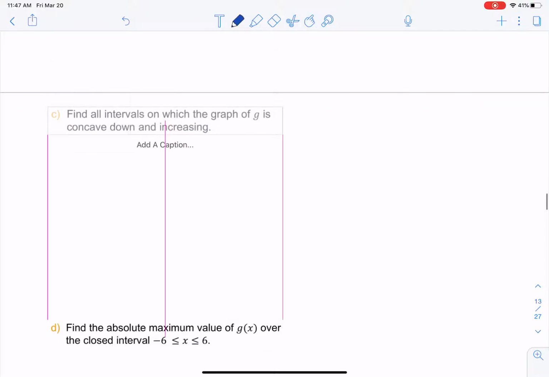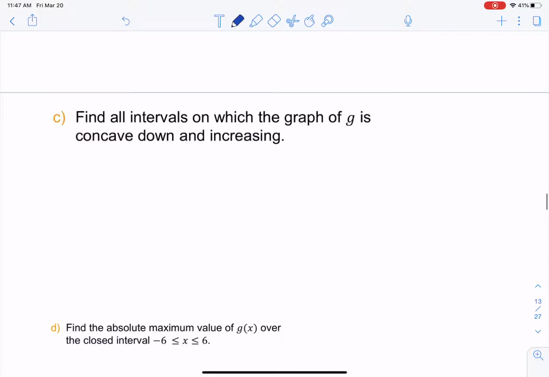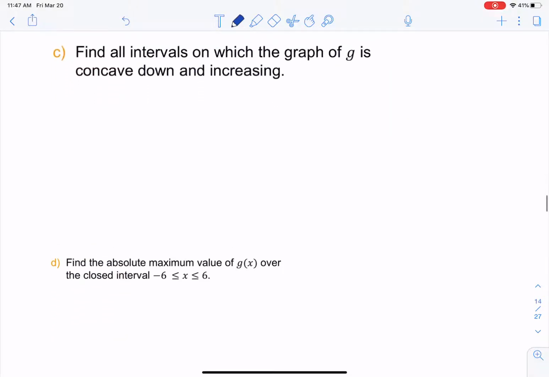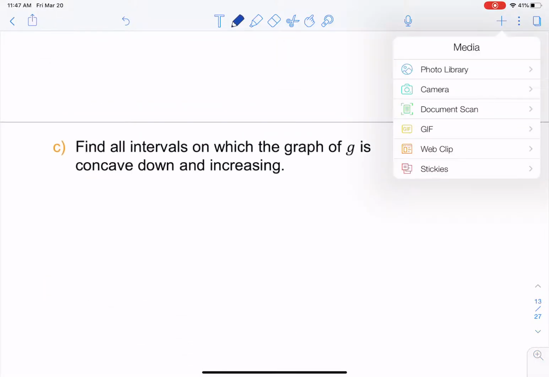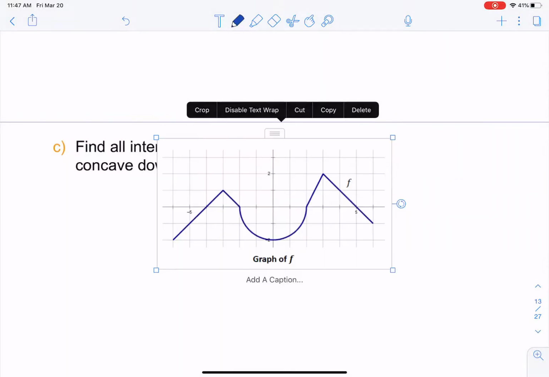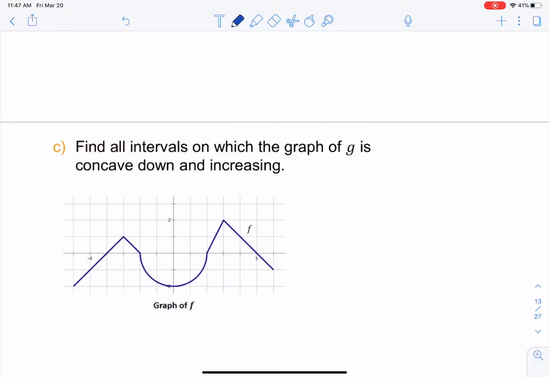Let's look at part C. Find all the intervals on which the graph of g is concave down and increasing. What I want to do is actually, let's get another picture of the graph in here. And I think I got one right there. There we go. So, concave down. Concave down is going to happen when our derivative is decreasing, as we were talking about before. So our derivative is going to be decreasing. Let's see. Here and here it's all decreasing, and then over here it's all decreasing.